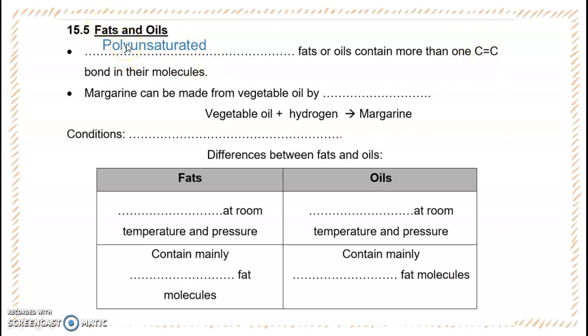So if I say polyunsaturated, it means that there's more than one carbon-carbon double bond in the molecules. An example of polyunsaturated is vegetable oil. Margarine can be made from vegetable oil by hydrogenation. The vegetable oil is unsaturated, so you have many carbon-carbon double bonds. When I add more hydrogen, I can make it into a saturated compound. The conditions are 200 degrees Celsius and a nickel catalyst.